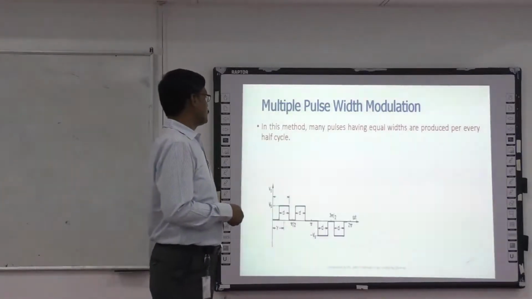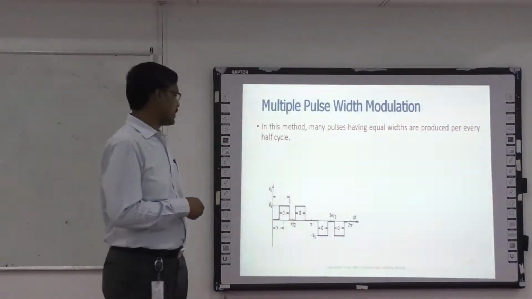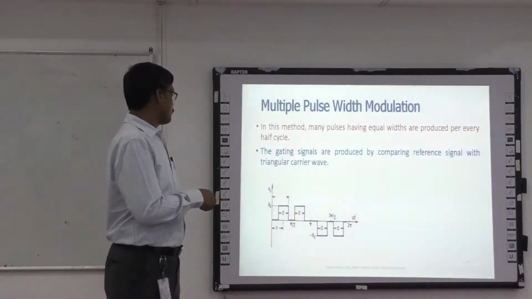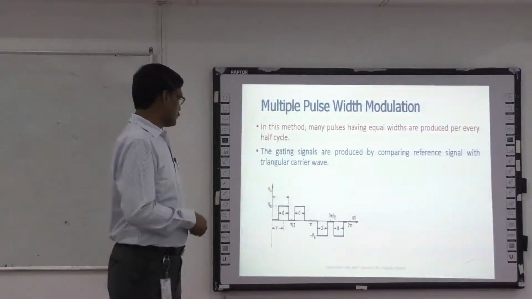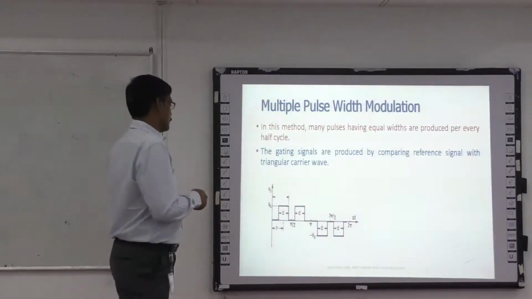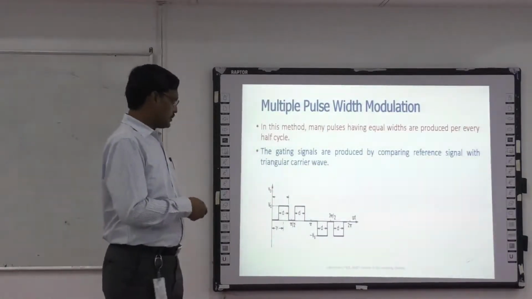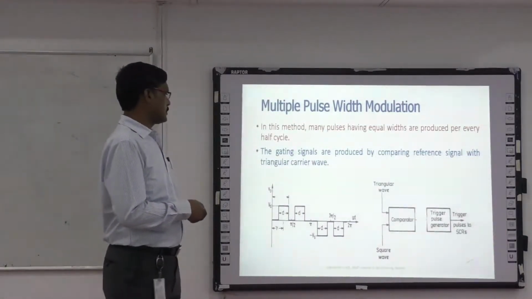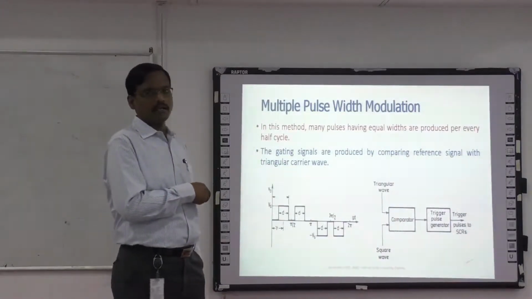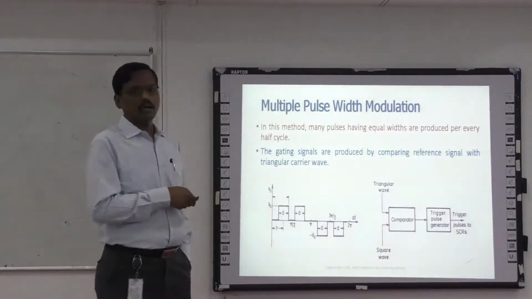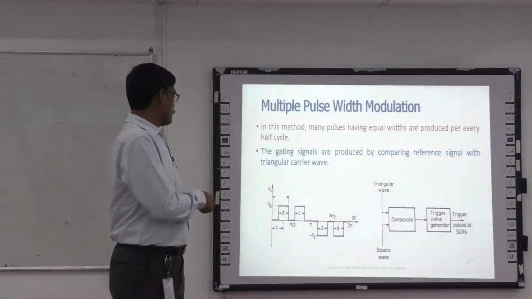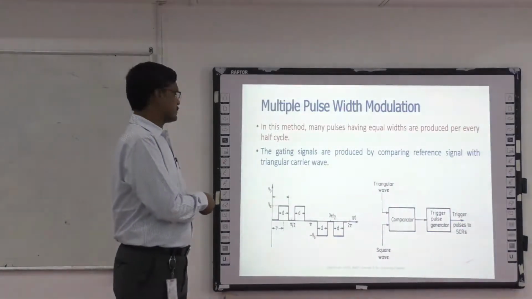In multiple pulse width modulation, instead of having a single pulse, we are going to have a number of pulses. When you increase the number of pulses, the output waveform is also modified, so the harmonic content will be reduced. This is achieved by using, instead of a single carrier, multiple carriers. These multiple carriers are compared with the reference signal so that we achieve multiple pulses.